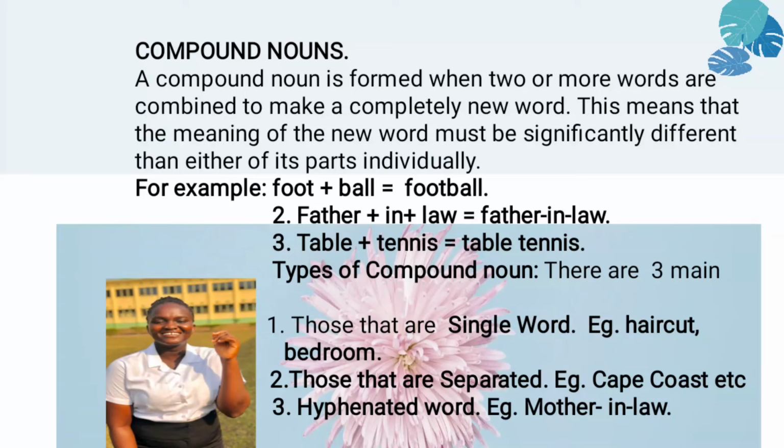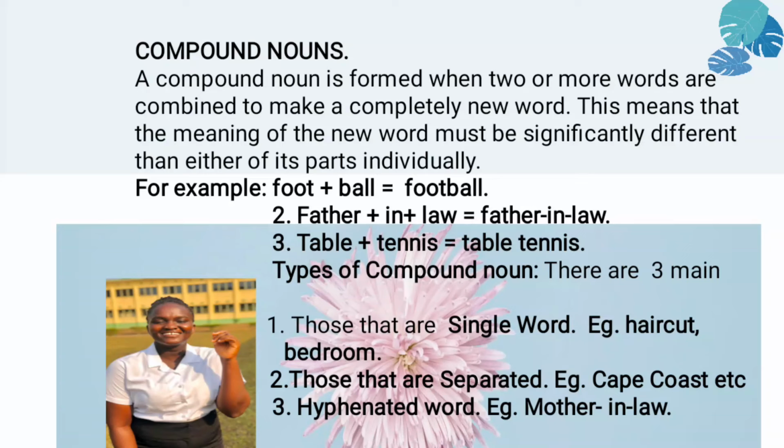Example 2, we have father-in-law. Father plus in-law. Father is a word on its own, in is a word on its own, and law is a word on its own. Combining these three words gives us father-in-law, with hyphens in them. Example 3, table plus tennis will give us table tennis.